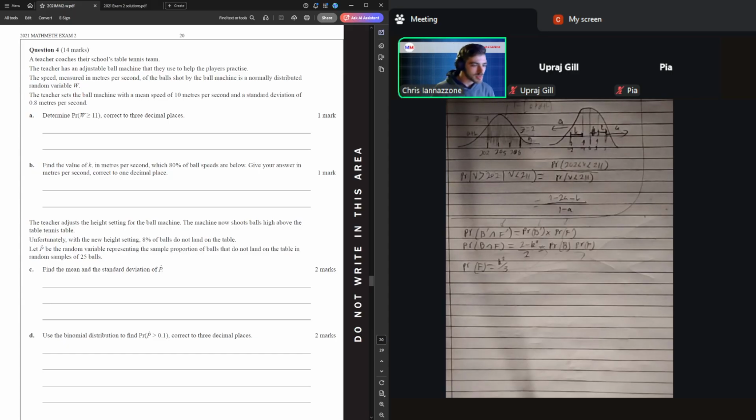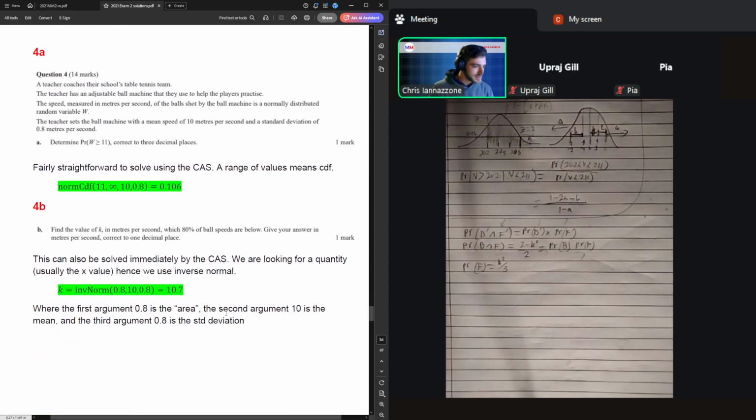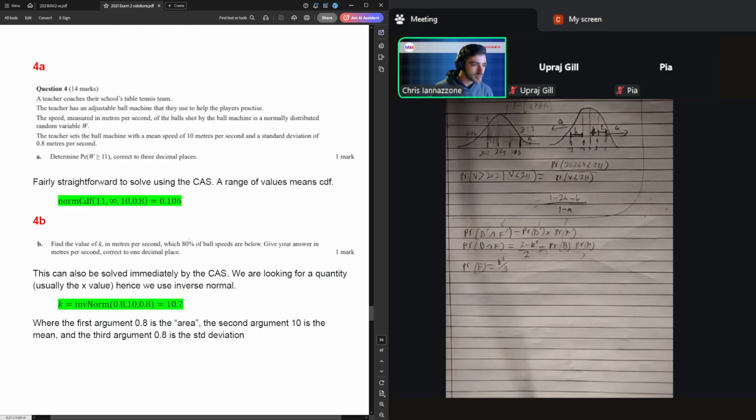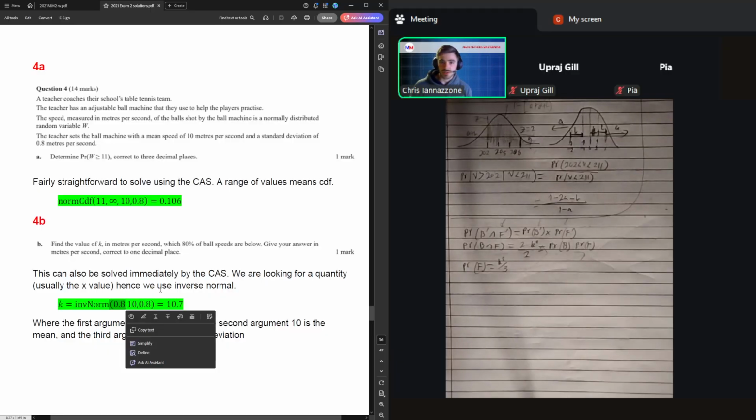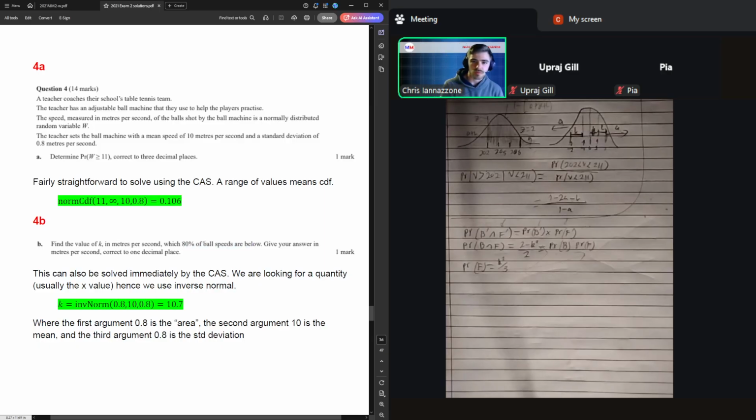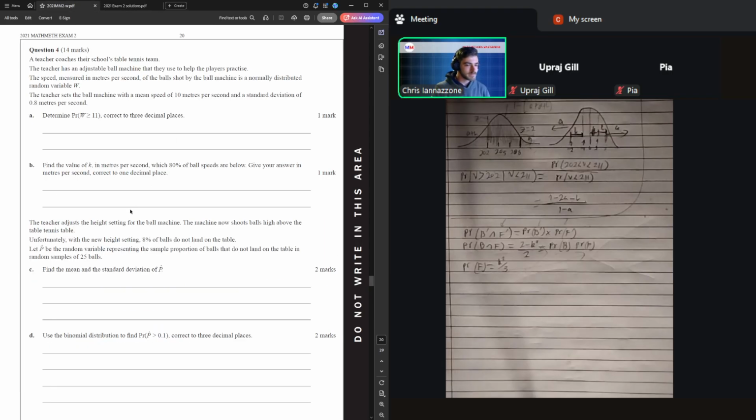10.7, yes, and using inverse normal, correct. That's it. Nice. So, yeah, inverse normal, 80% of ball speeds below, so you want everything left of your k value to be 80%. By default, TI Inspire always points left, so if you're using a TI Inspire, you've got to make sure it's below or pointing left. For Casio, it doesn't really matter. You can choose whether it's pointing left or right, and you get that flexibility. And then, same as before, mean of 10, standard deviation 0.8. 10.7 is the final k value given to one decimal place there. Nice work.